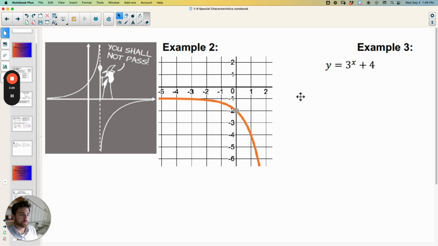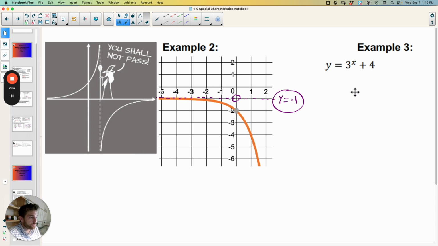So example 2. This exponential function is approaching this invisible line here of -1 right here. So this asymptote is y is equal to -1, and that's it. That's the equation. So that's for example number 2.